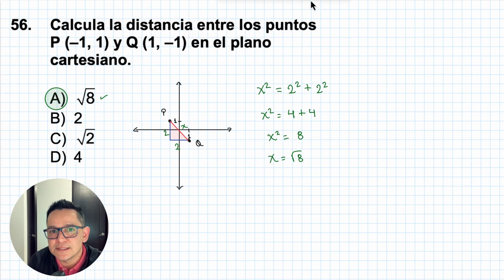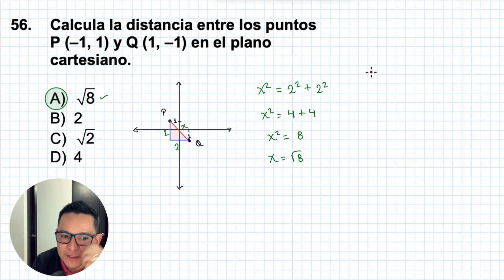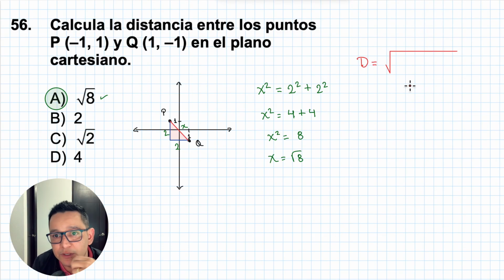Look, I was telling you that you could also do it with another formula. That would be directly with a little formula. I'm going to show it to you here. The distance is going to be calculated by putting the square root of (x2 minus x1) squared plus (y2 minus y1) squared.